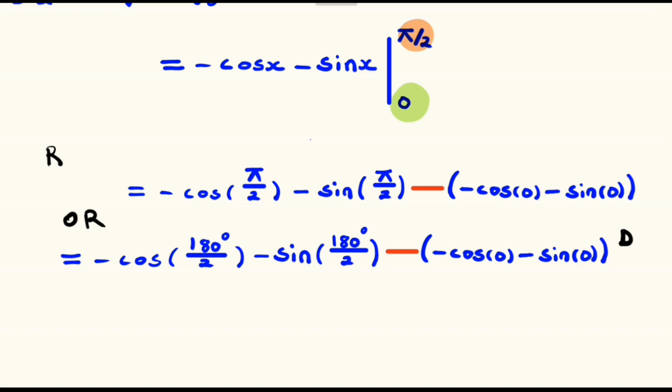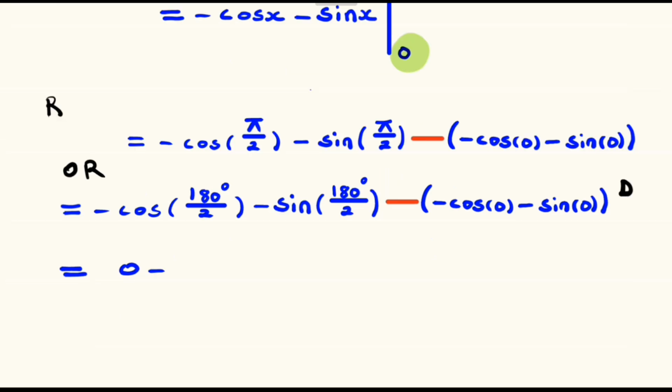This will be equals to negative cos of 180 divided by 2 is equals to 0. Negative sin 180 degrees divided by 2 is equals to negative 1, minus the negative cos 0 is equals to negative 1, and the sine of 0 is equals to 0, and this will be equals to negative minus minus 1 is equals to 0. So we have this as 0 ohm, and this will be our impedance.